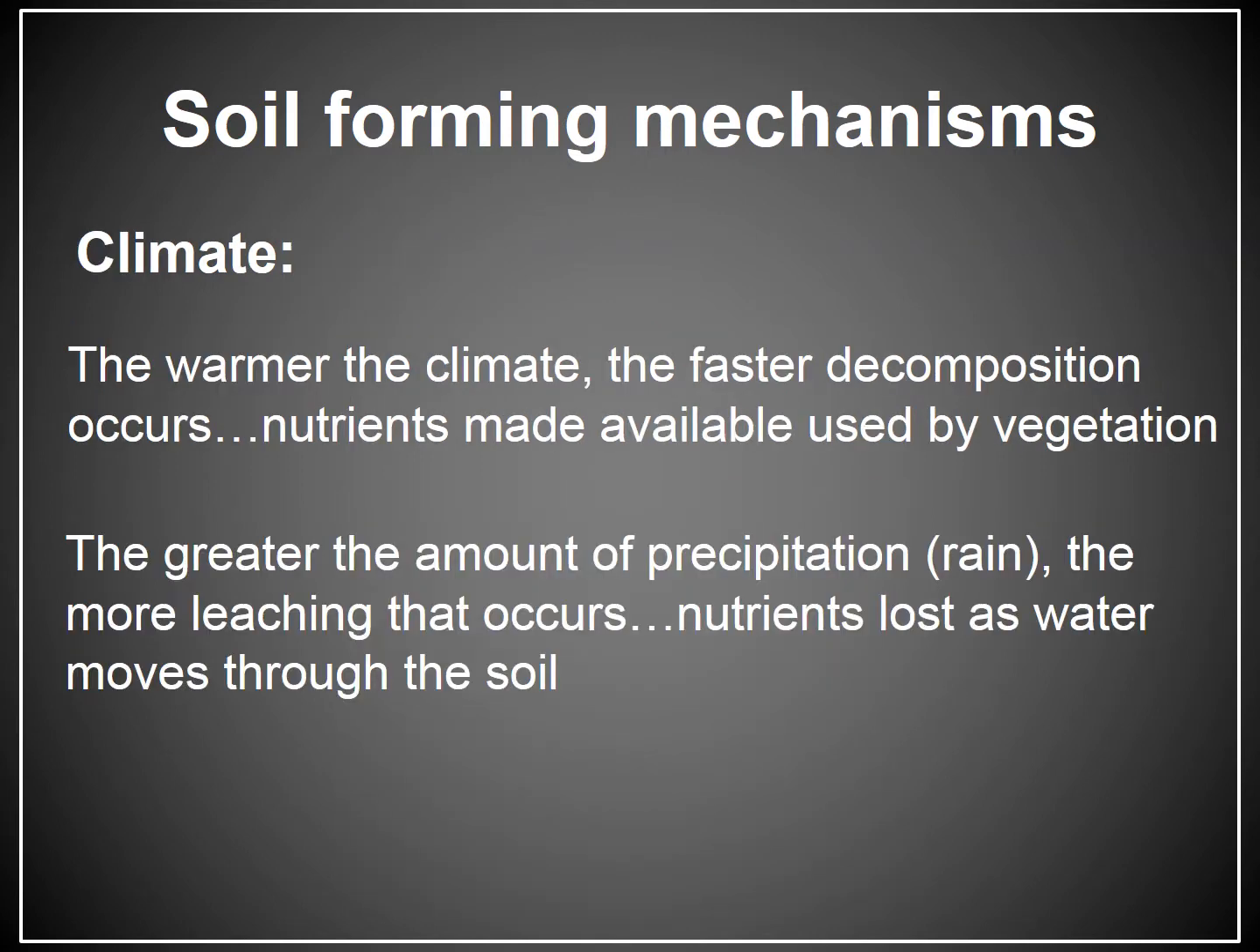The effect of climate on soil is something we went over pretty extensively in some of our previous lectures. And there's two things that are really playing a part here. First, the warmer the climate, the faster decomposition occurs and the faster nutrients are made available to be used by forest vegetation. Second, the greater the amount of precipitation, the more nutrients are lost from the soil through leaching.